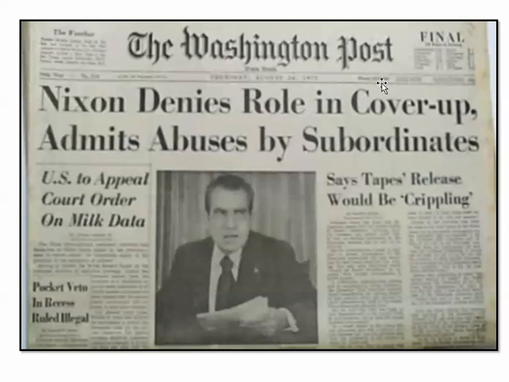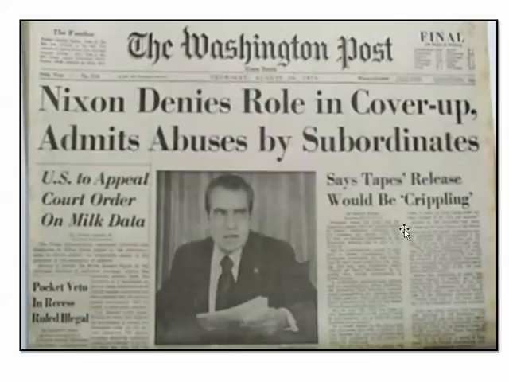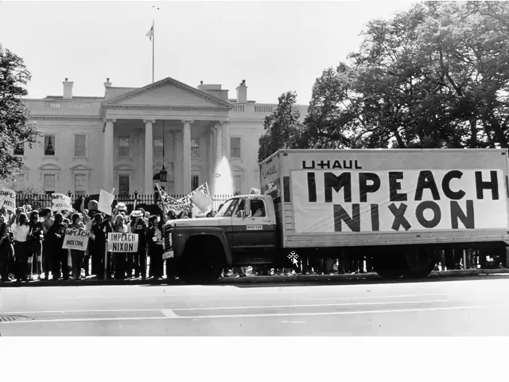And so in the Washington Post, Nixon denied his role, said he had nothing to do with it, and said it was his subordinates, these men here, that did it. And people started accusing Nixon of being a crook. A lot of people called for him to be impeached.